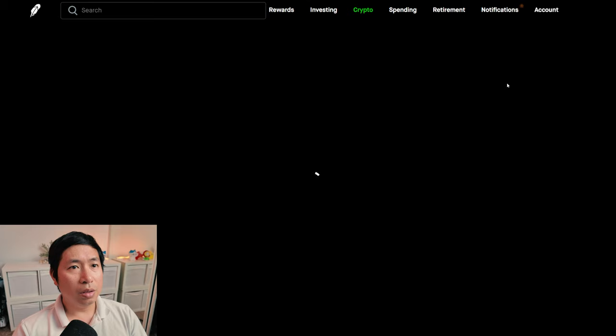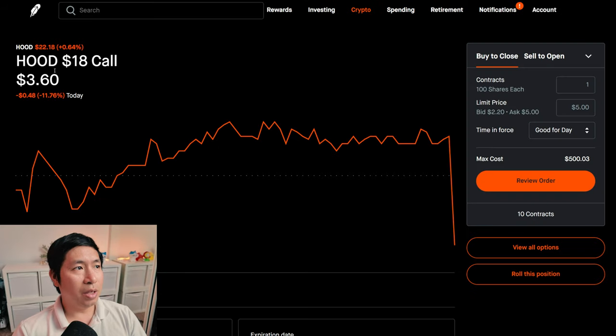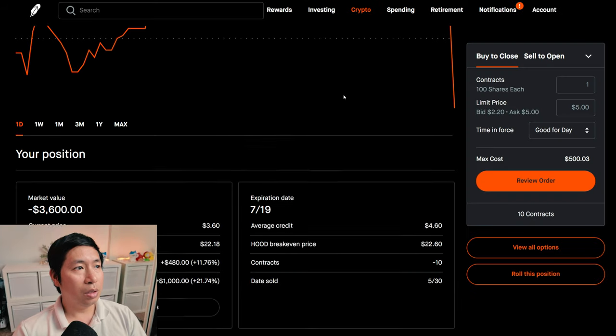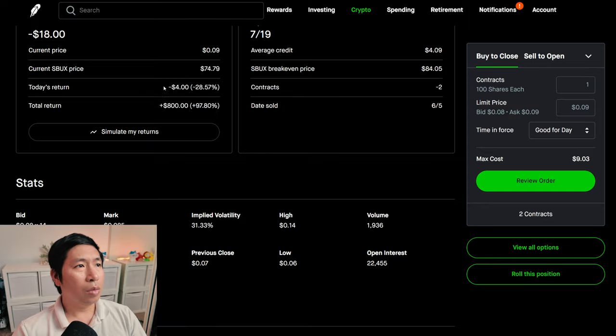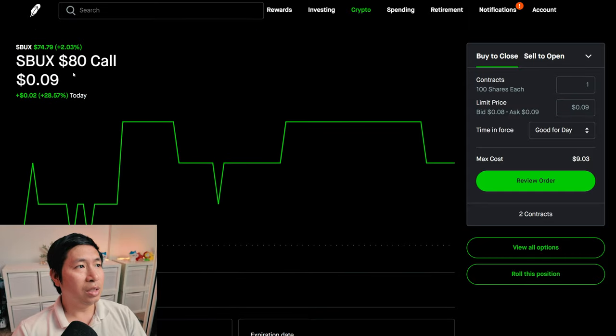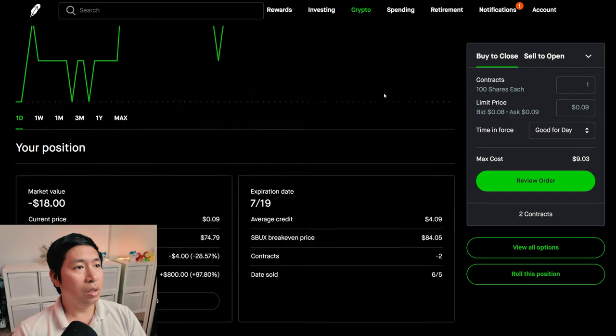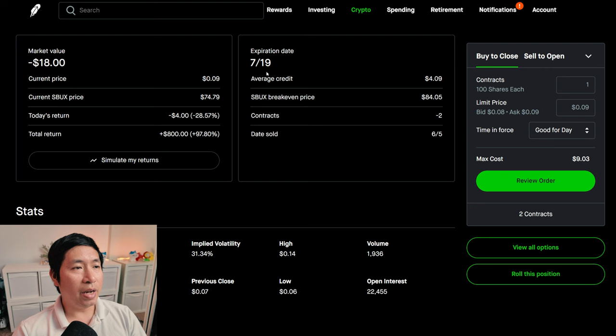For my options, I'm selling Robinhood $18 covered calls. These expire July 19. My total return, $1,000. I'm selling Starbucks $80 covered calls. These expire July 19. My total return, $800.